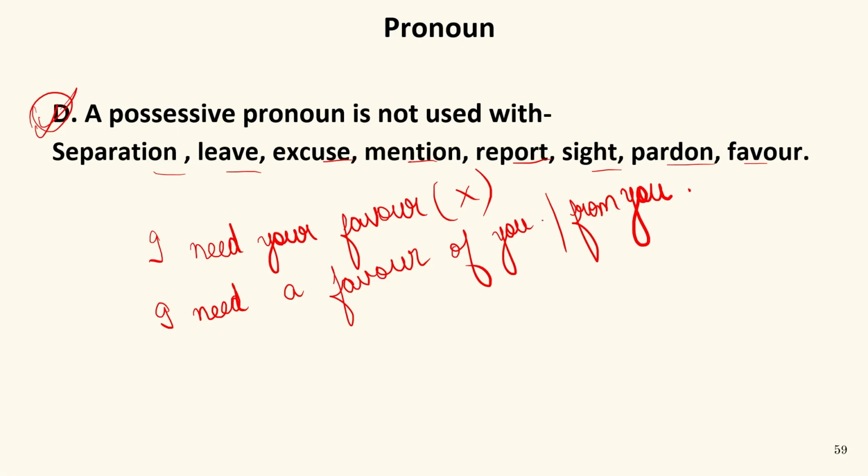We cannot use any possessive case with any of these words, whether it is separation. For example, if I say, I can't bear your separation, that is incorrect. I cannot bear separation from you. I cannot bear separation of you. So that is correct.